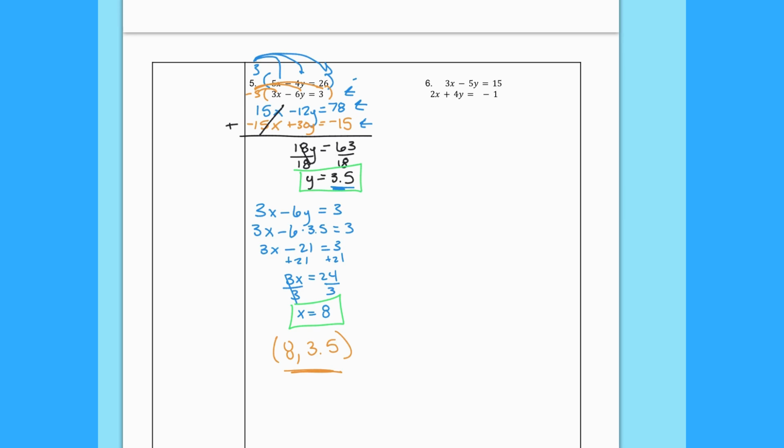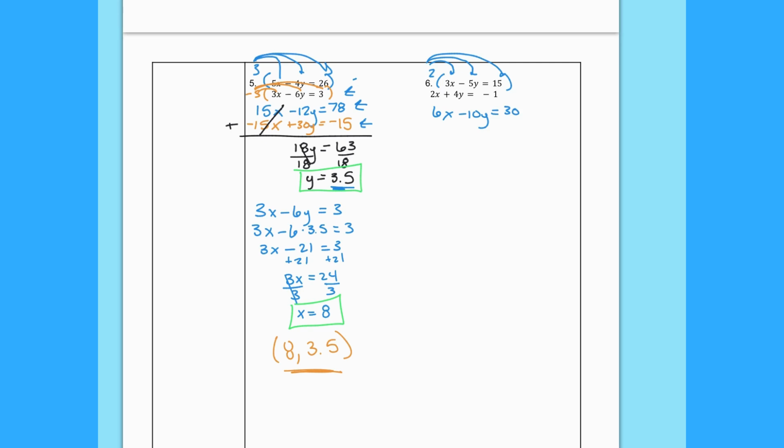So if I count by threes, count by twos: 3, 6, 9; 2, 4, 6. So the first number they have in common is 6, or I can just multiply 2 times 3 is 6. So I need to make one of these positive 6 and one negative 6. Let's make the top one the positive. So I'm going to multiply by 2. So 2 times 3x is 6x. 2 times negative 5y is negative 10y. And then don't forget to multiply that last number also. 2 times 15 is 30.